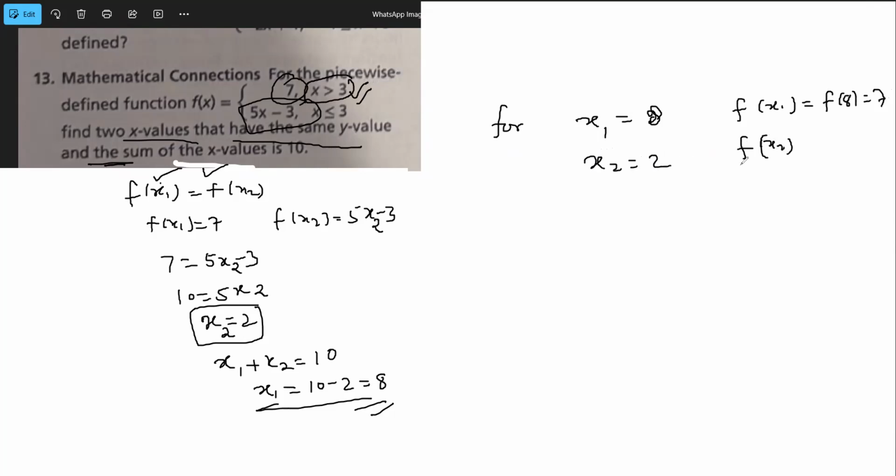For f(x2), x2 is equal to 2. It means x is less than or equal to 3, so we choose 5x minus 3. Again we are getting 7. So your final solution is x1 is equal to 8 and x2 is equal to 2.